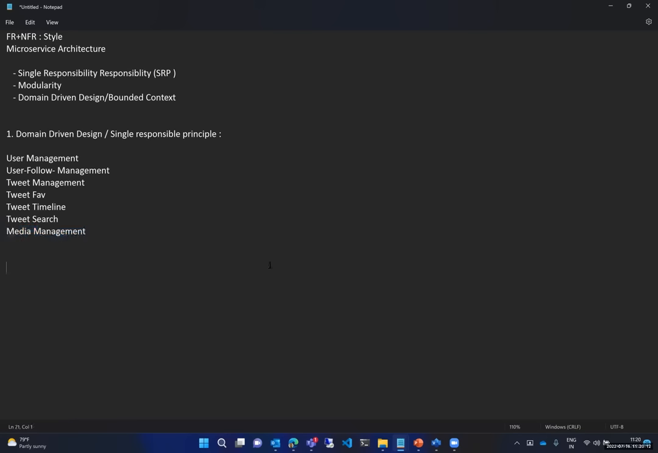So this is what we have done. We have adopted this domain-driven design methodology and broken down our requirement into small modules so that each and every module can be managed independently. I'll stop here to see if there are any questions.